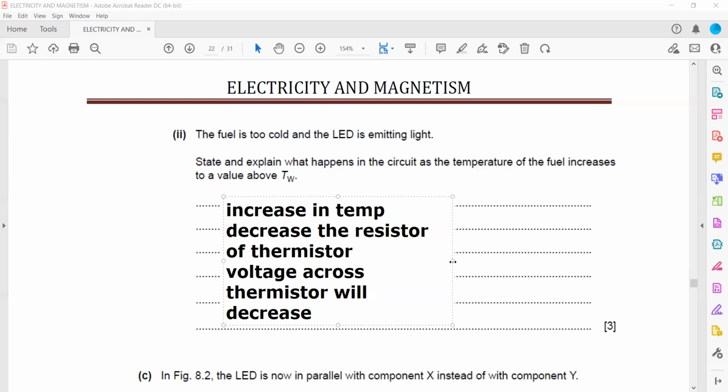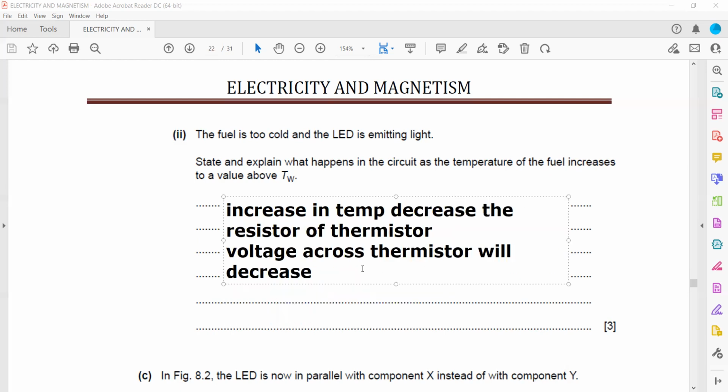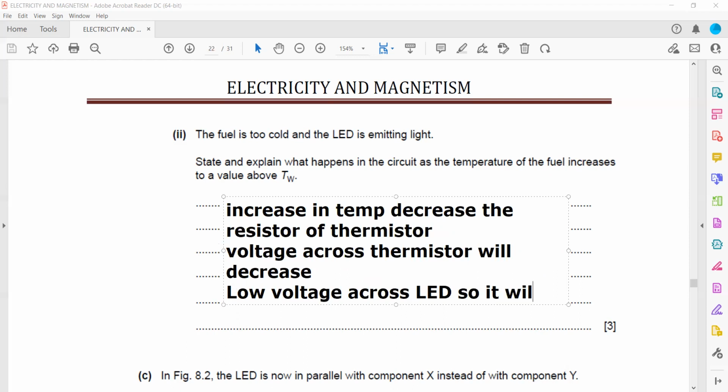So when the voltage across the thermistor decreases, as a result, what will happen? Low voltage across the LED, the light emitting diode, which is in parallel. So it will be off, or it will turn off.